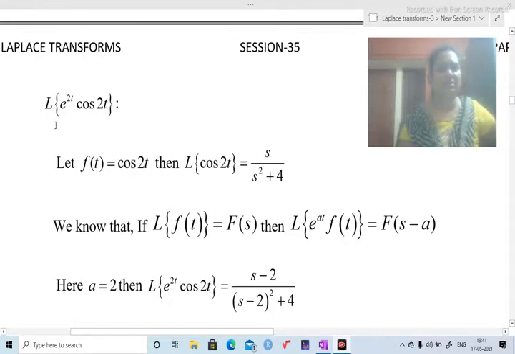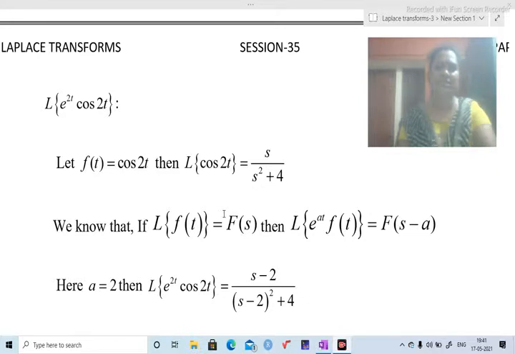So now we are going to find out L of e power 2t into cos 2t. Take f of t as cos 2t. Then by using the standard formula of cos at, that is s by s square plus a square, we are going to get s by s square plus 4. Why 4? Here a equal to 2, 2 square means 4.